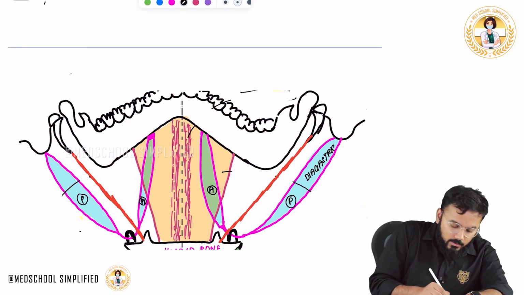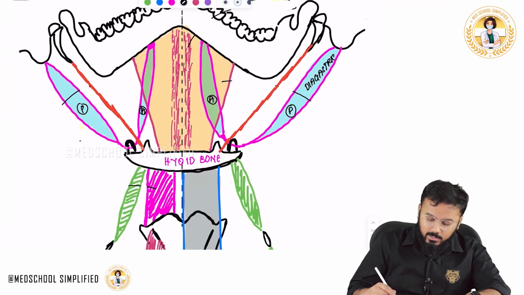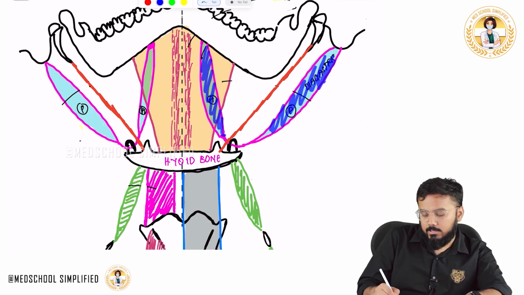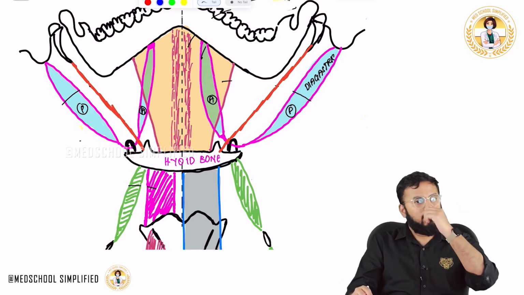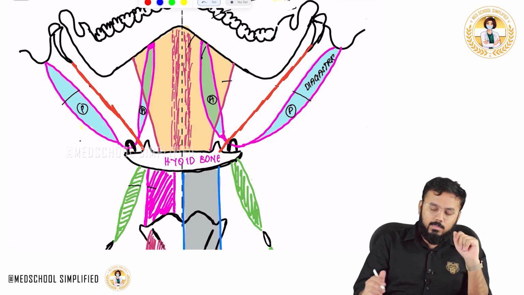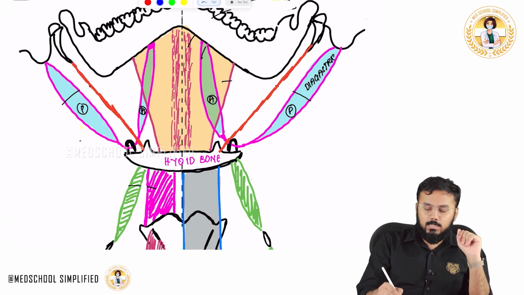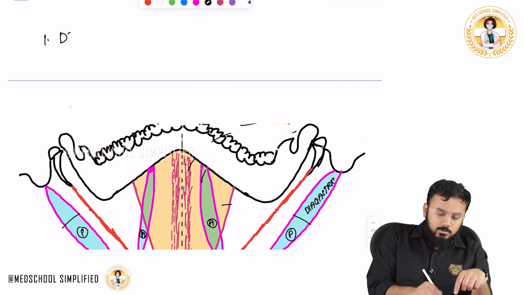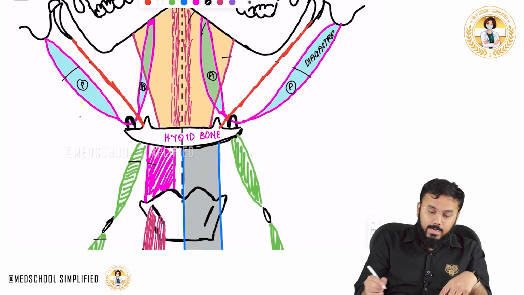So let us discuss one by one. The first important muscle, you can see this particular muscle over here, which I am shading right now, and this muscle also. This muscle is called the digastric muscle. Within this digastric, we have two bellies. This is called the anterior belly of the digastric, and this is called the posterior belly of your digastric. Okay, let me write it down that the first muscle is your digastric muscle.